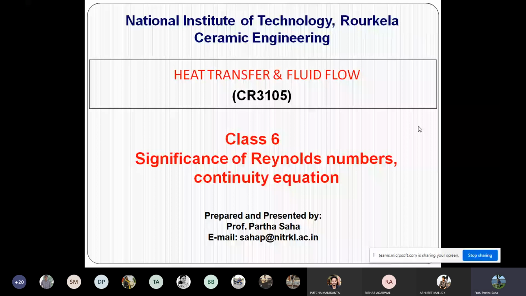So let us move forward, and today we're going to talk mainly about the significance of the Reynolds number, and then we're going to briefly talk about the continuity equation, how it is related to conservation of mass, conservation of energy and angular momentum, and then based on that we're going to derive Bernoulli's equation probably in the next class. So let us start the class today.